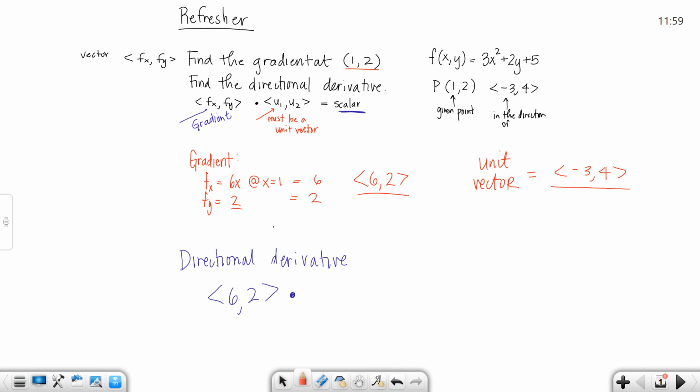There we go. So to find the unit vector, I'm going to take (-3, 4) and put it over its magnitude, which of course would be the square root of 9 plus 16, which would be the square root of 25, which would be 5. And so it would be (-3/5, 4/5).